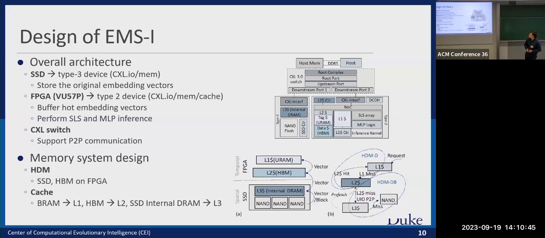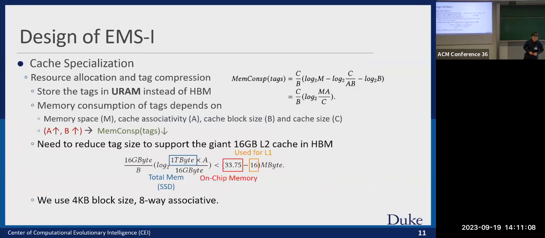And this is the structure of our memory system. We map the SSD and HBM, or the memory on the FPGA, as host managed device memory. And we also have 3 levels of cache. The level 1 is the on-chip memory blocks of the FPGA, the level 2 is the HBM on the FPGA, and the last level is the internal DRAM of the SSD. So we need to make some modifications over a simple cache design.